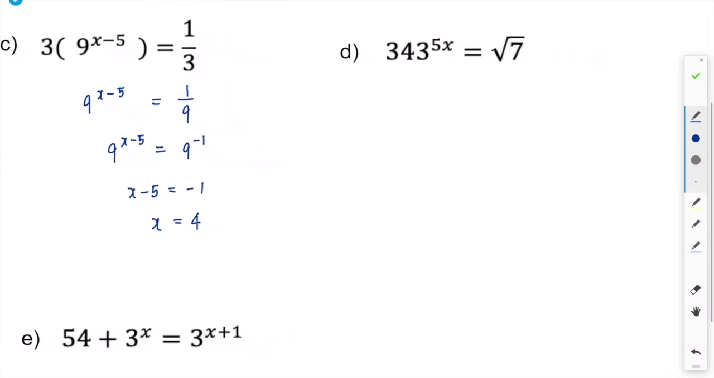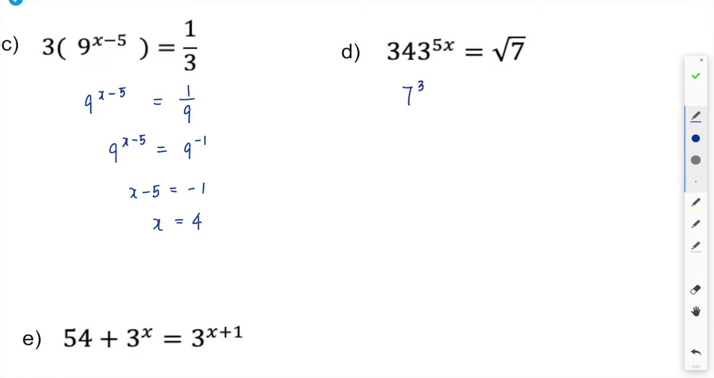Question D. 343. We don't really see this number a lot, but looking at the equation on the right, you have square root of 7. So check the powers of 7. It turns out 343 is 7, oops, to the power of 3. And the right side, I can write it as 7 to the power of 1/2. As a result, I know that 15x must equal to 12. Divide both sides by 15. X is 1 over 30.